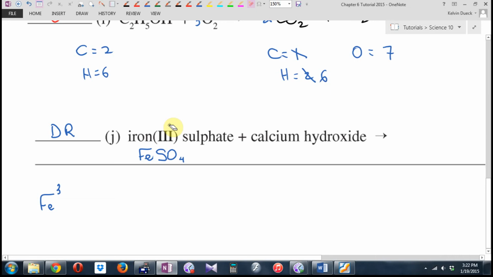Let's keep going. What's the charge on sulfate? 2 negative. Sulfate is 2 negative? Yeah. Okay, so I can now say Fe2(SO4)3. You okay with that, Ty?